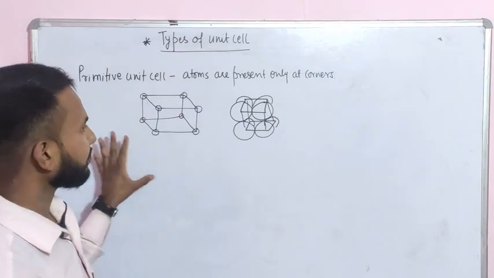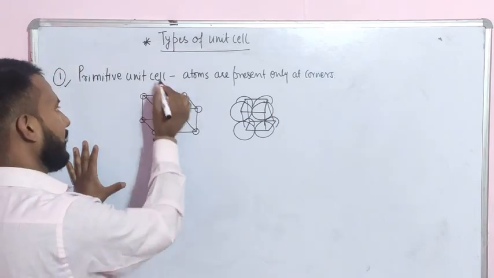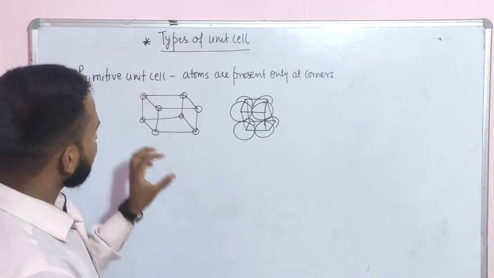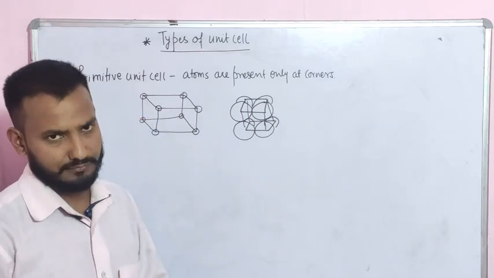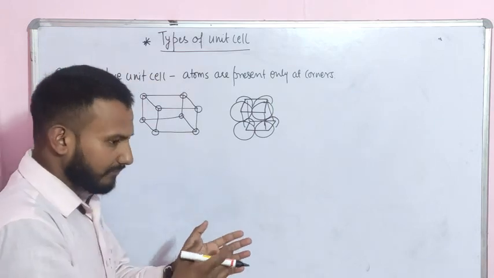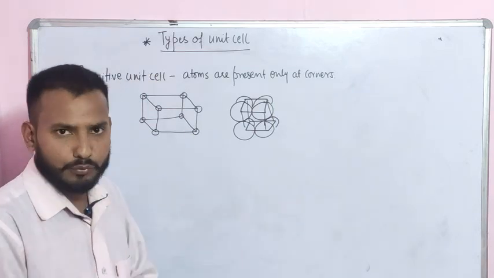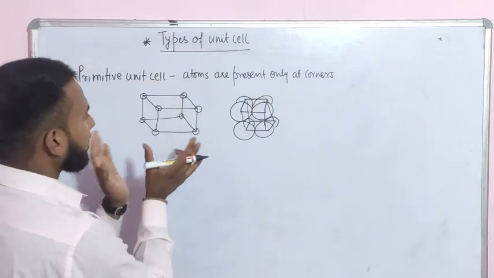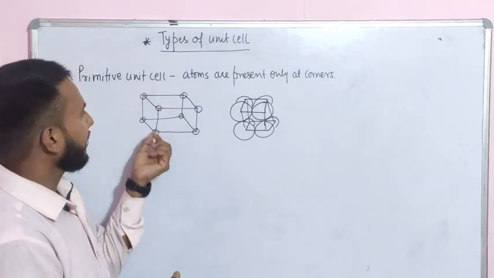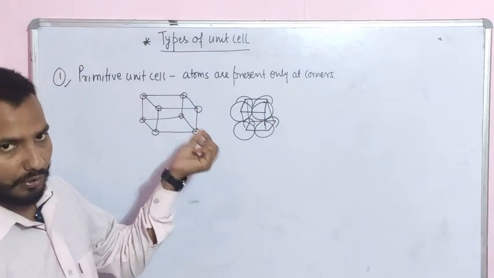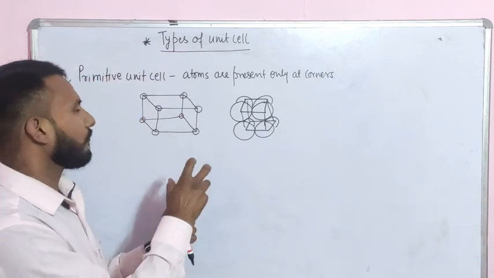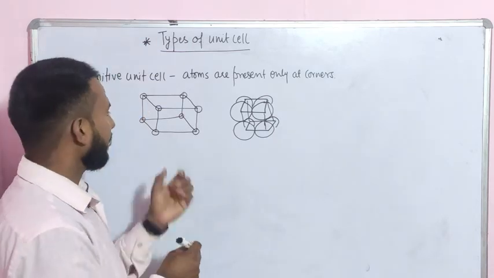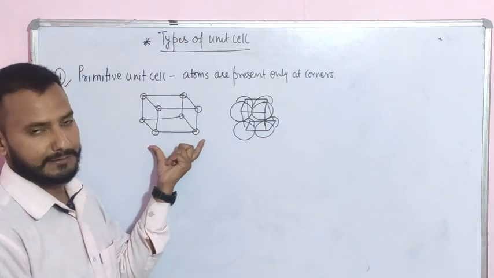This is a simple cubic unit cell, also known as the primitive unit cell. Students, whenever we talk about the unit cell, it is not taken as an individual, because a lot of unit cells combine with each other. Similarly in this case, when atoms are present only at corners, this is known as the primitive unit cell. Now we will talk about the contribution of one atom to the whole unit cell.